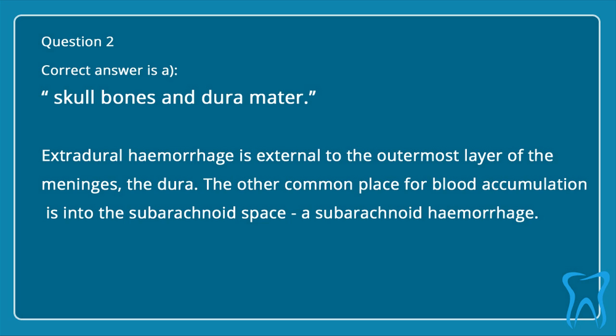Extradural hemorrhage is external to the outermost layer of the meninges, the dura. The other common place for blood accumulation is into the subarachnoid space, a subarachnoid hemorrhage.